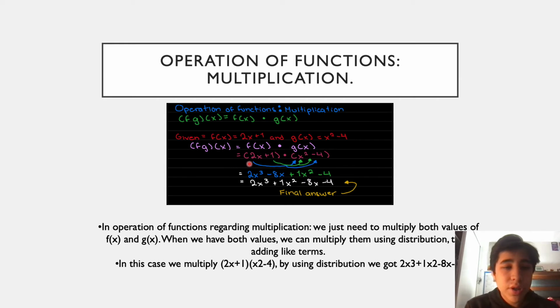When we have both of these equations, we just need to distribute. So 2x times x squared, 2x times negative 4, and then 1 times x squared and 1 times negative 4. With the distribution method, we have 2x cubed minus 8x plus 1x squared minus 4. And then we always need to put it in order from highest exponent to lowest exponent. So the final answer will be 2x cubed plus 1x squared minus 8x minus 4.